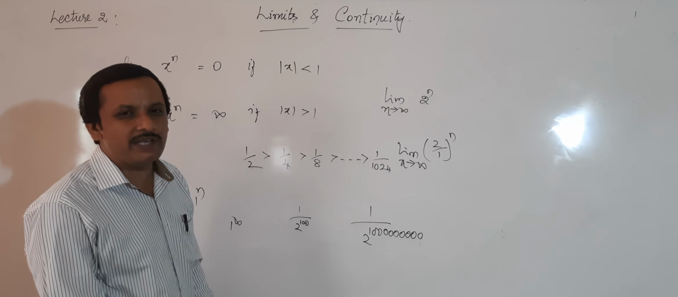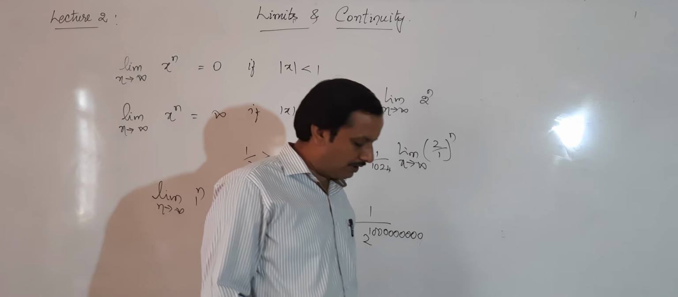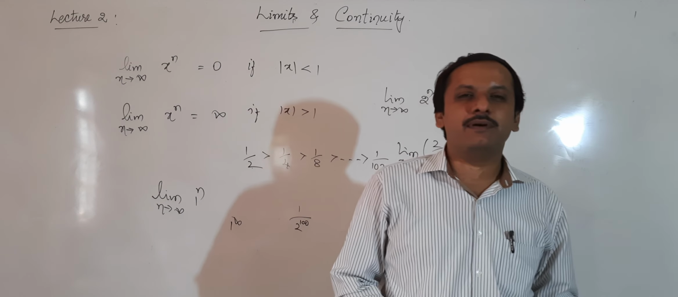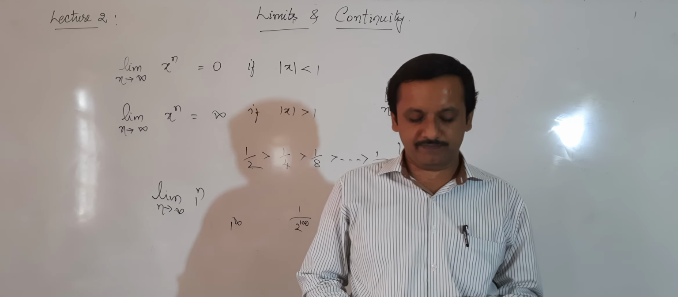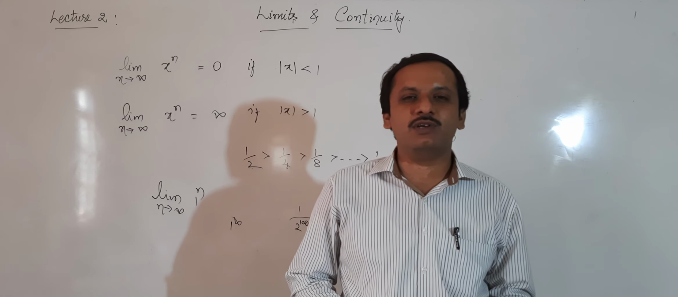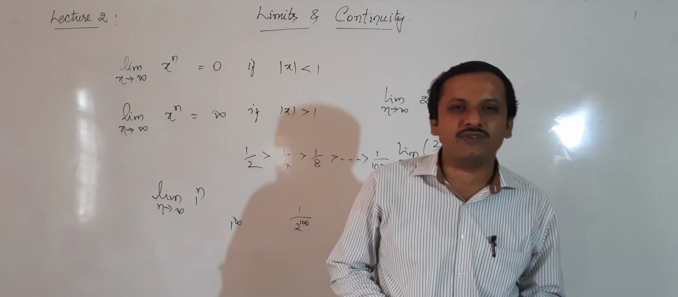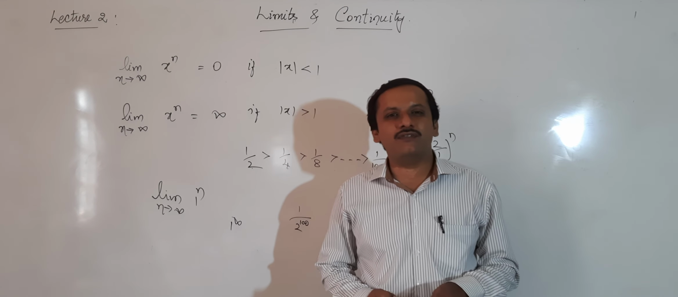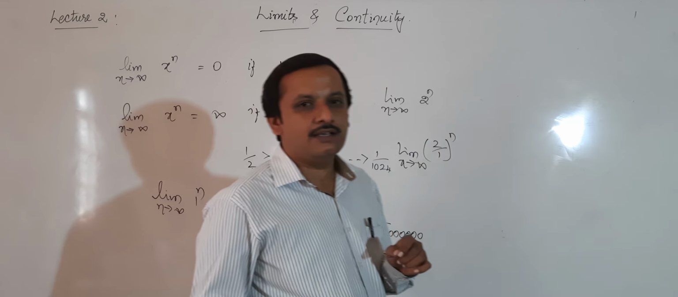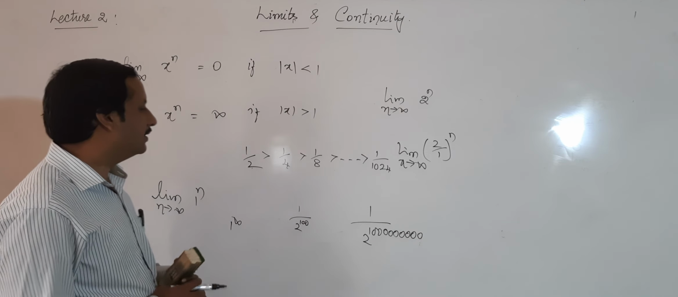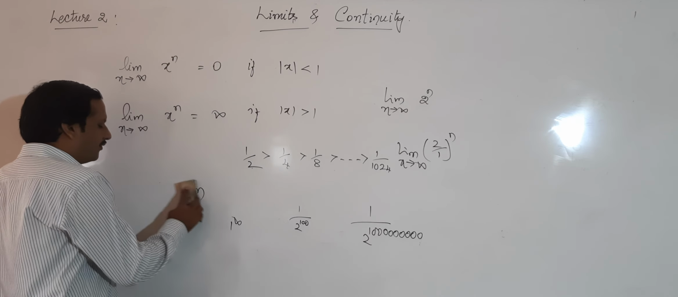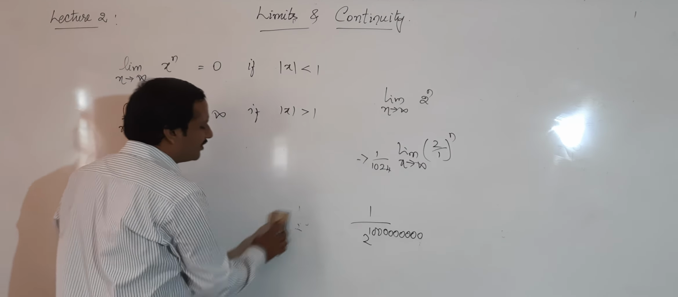Now again, you have been told from your lower classes that 1 power anything is equal to 1. Okay, 1 power anything is equal to 1 provided that anything is finite. In this case, we have 1 power infinity. 1 power infinity is an indeterminate form. Okay, I'll give you that formula also. I'll give you one formula. Proof is not necessary for you.